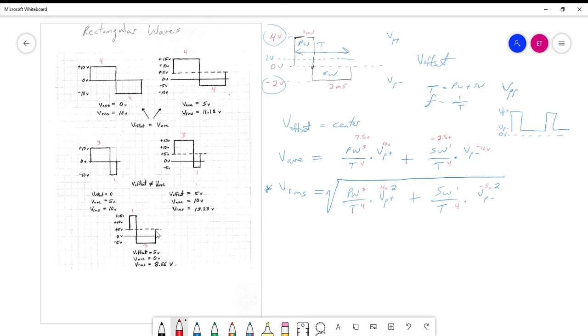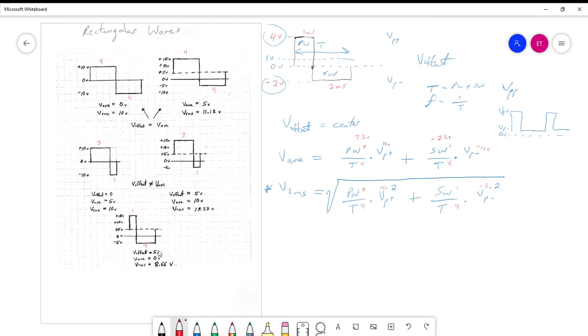And again, if you see those things just by looking at it, great, or if you don't, no problem. That's what you got this formula for. Plug the stuff in. Remember, the offset's the middle of the waveform. So there you have it.